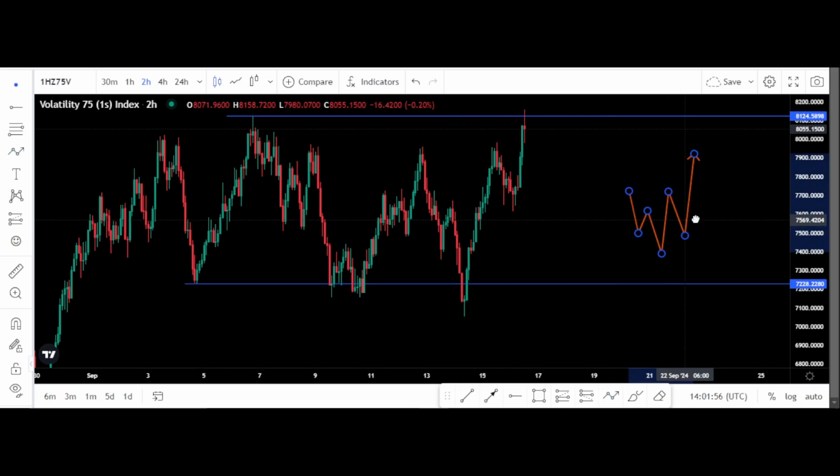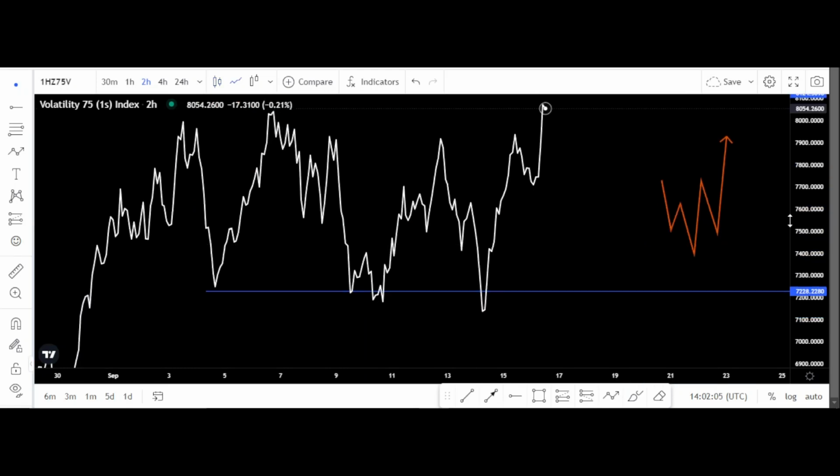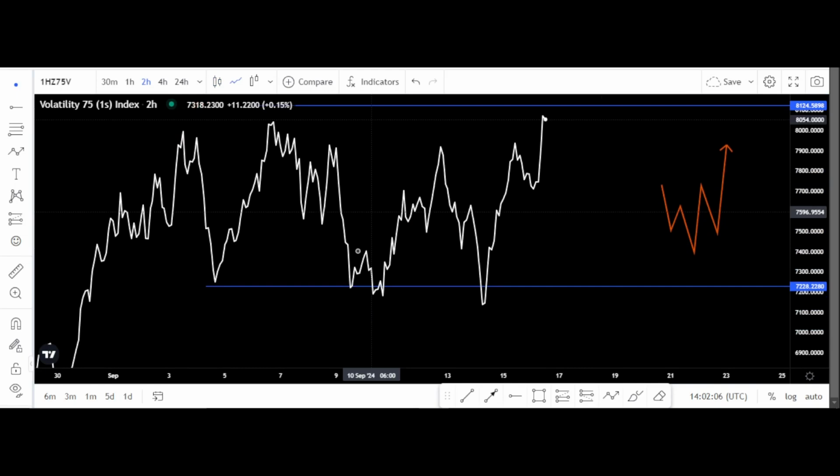And what do we do? Turn it into a line chart. When you turn it into a line chart, then you are able to see it nicely. So look at here. What is happening here? Can you see that? Look at that.